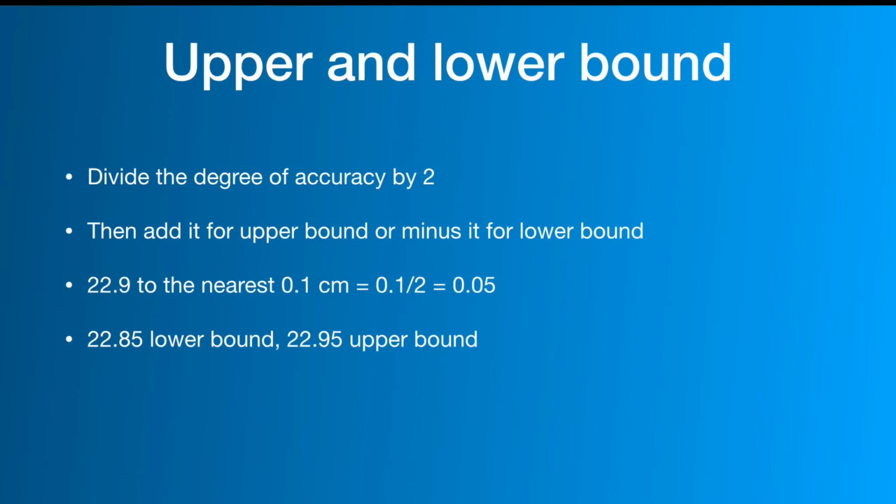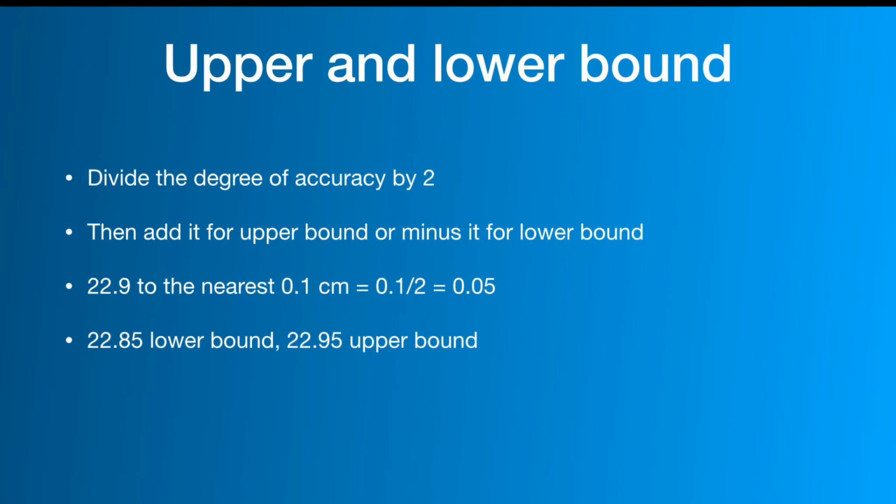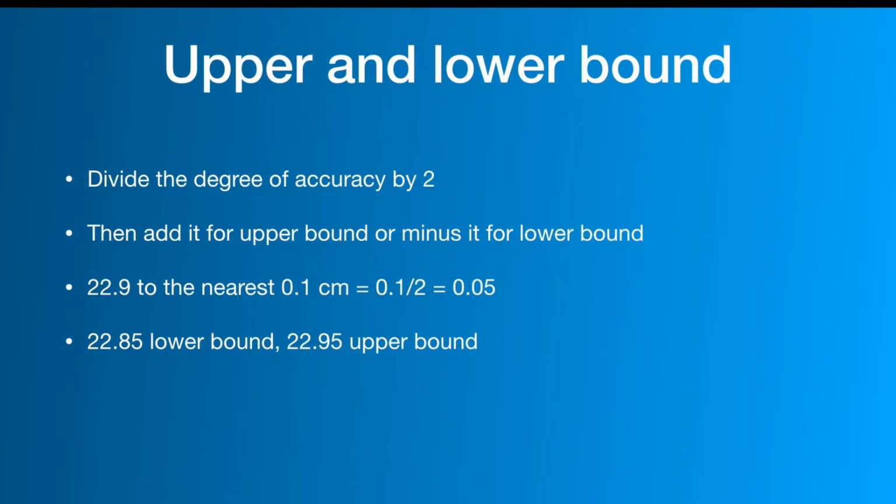First divide the degree of accuracy, so 0.1 divided by 2 is equal to 0.05. Minus it to get 22.85 for lower bound, and add it to get 22.95 for upper bound. Also, 22.95 isn't the highest value for 22.9. It's the smallest value to 23, meaning that anything up to 22.95 is fine. However, 22.95 as a number would not be rounded to 22.9.